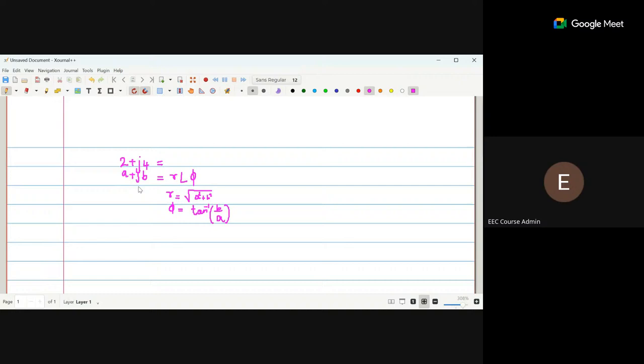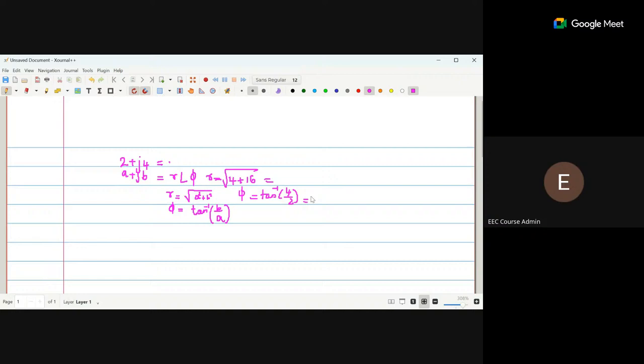So 2 plus j4, tell me the polar representation manually, then we can cross verify with our calculator. So what is r? It's 2 root 5, so 4 plus 16, correct? This is r. And phi is tan inverse 4 by 2.